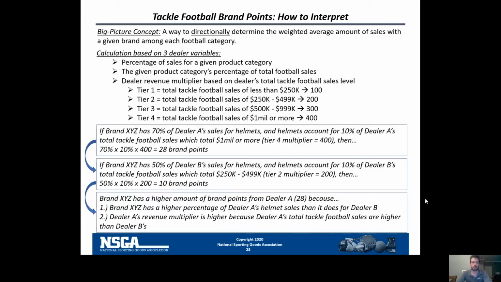So what does that tell us? Brand XYZ has a higher amount of brand points from dealer A, 28 versus 10, because brand XYZ has a higher percentage of dealer A's helmet sales than it does for dealer B. Okay, so 70% versus 50%. Dealer A's revenue multiplier is higher because dealer A's total tackle football sales are higher than dealer B's. Okay, so revenue multiplier of 400 versus 200.